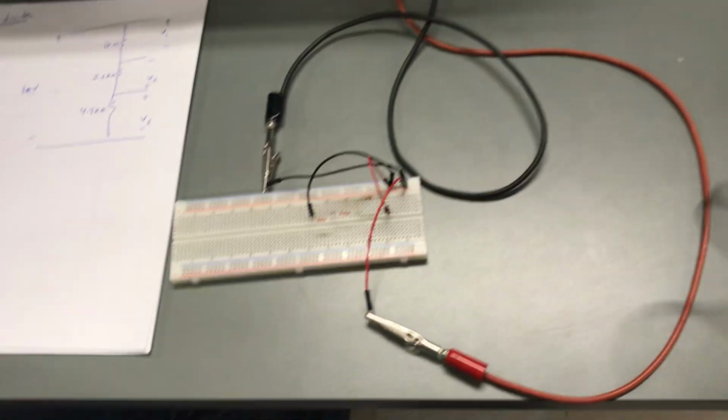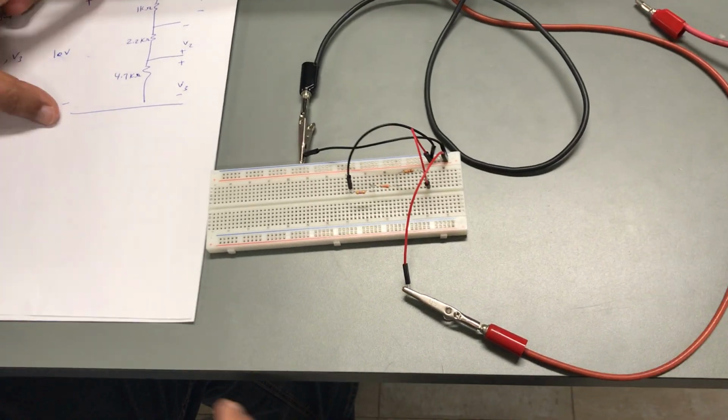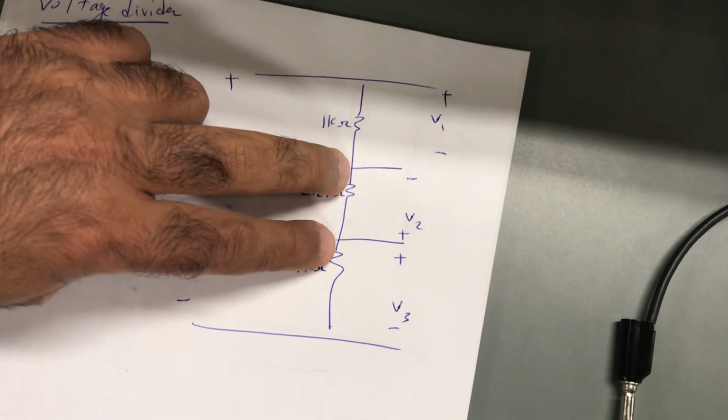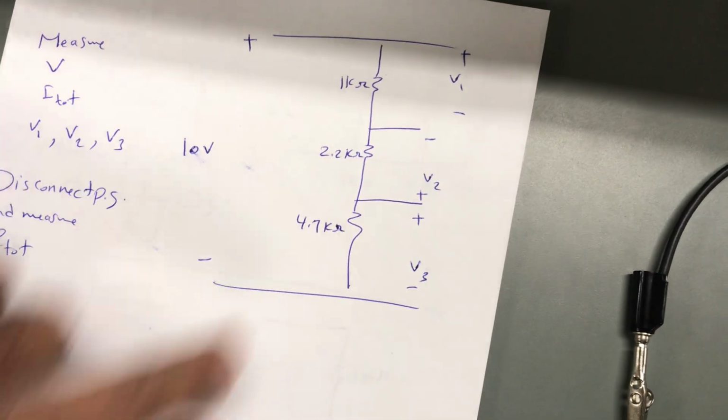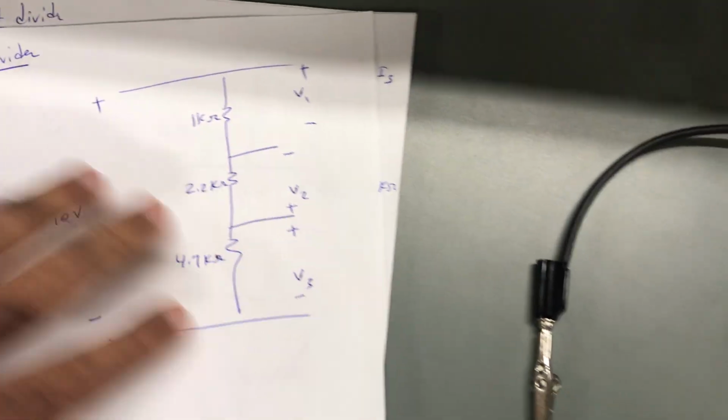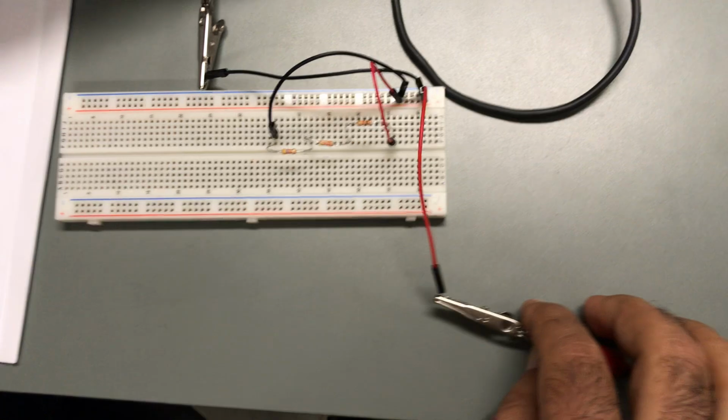What is the next step? I know the voltage right now. The total voltage here is equal to 10. I measured V1, V2, V3. What else do I need? I need to measure the total current here. So for measuring the total current, what do I need?